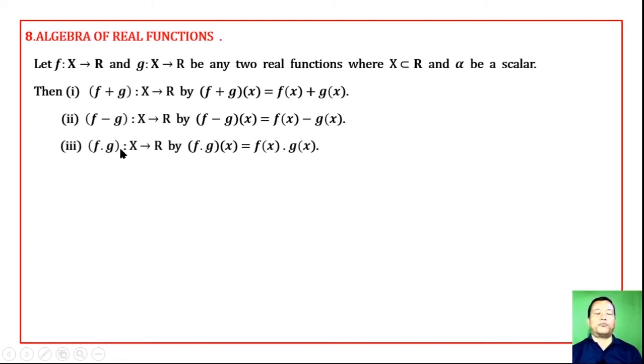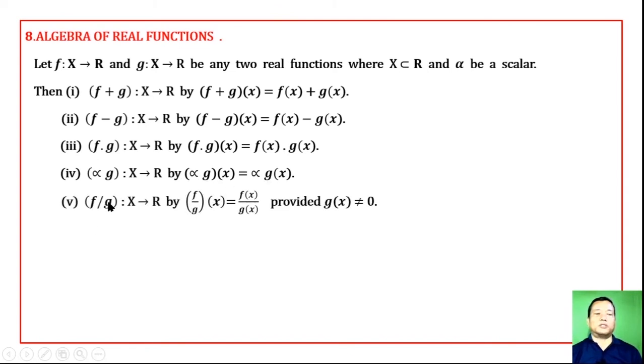Next is the product. The product of two functions f and g is denoted by f dot g, which is also a function from X to R defined by (f dot g) of x is f of x into g of x. Next, multiplication by a scalar alpha. The scalar multiple of a function is also a function from X to R defined by (alpha f) of x is alpha into f of x. Next, the quotient of two functions, denoted by f by g, is a function from X to R defined by (f by g) of x is f of x by g of x, provided g of x cannot be 0.